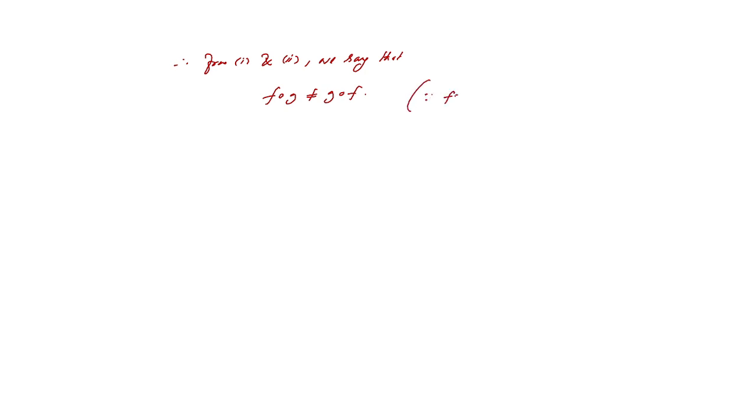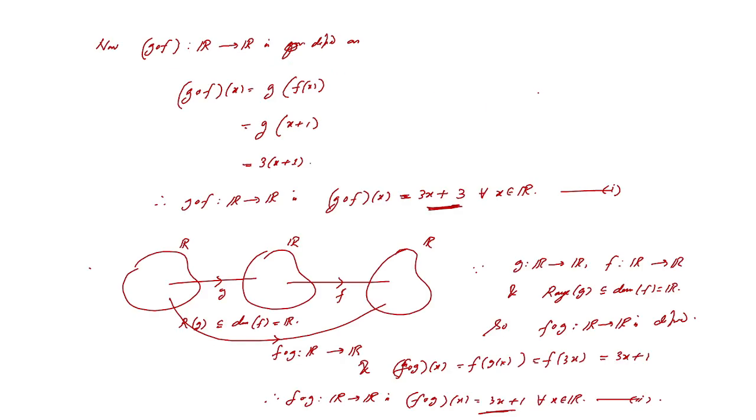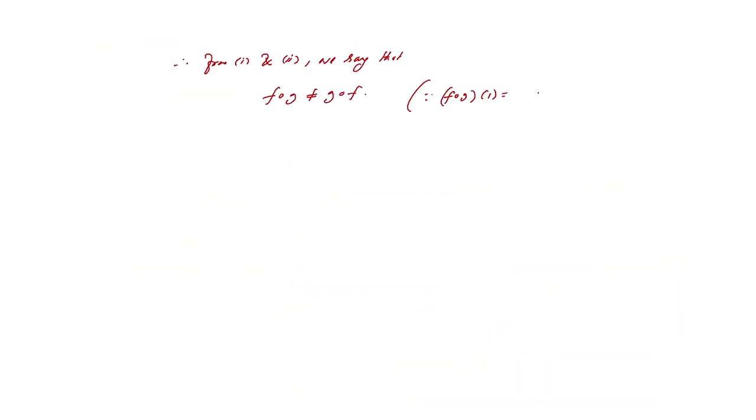As for example, if we take f composed g of 1, that will be 3 into 1 plus 1, that means 4. And g composed f of 1 will be 3 into 1 plus 3, that will be 6. So that means f composed g of 1 not equals to g composed f of 1.